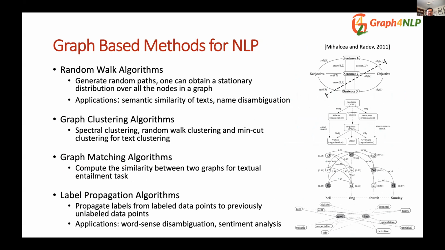Because of this perspective of using graph technology, we are able to develop a bunch of graph-based methods for NLP. There is even a book published by Mihalcea and Radev in 2011 that talks about all the different methods. Here I just give an example, not going to enumerate all the methods for NLP. For example, people use the random walk algorithm to obtain the stationary distribution of all the graph nodes, and then use that vector representation to compute semantic similarity of text, or to do the name disambiguation task.